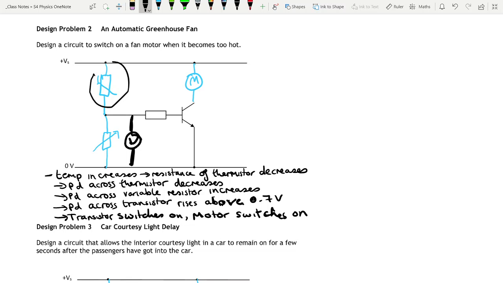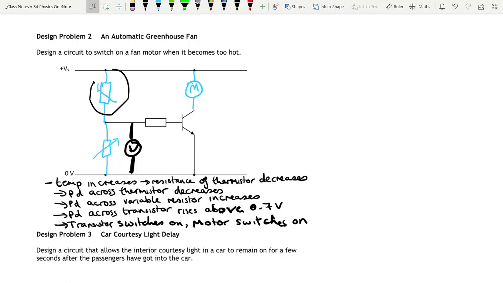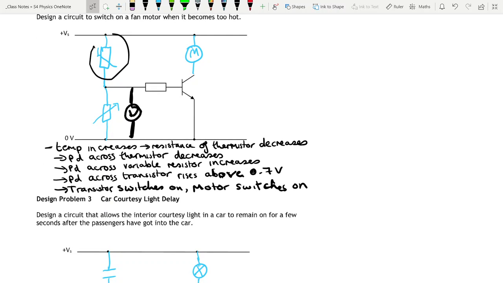the transistor will switch on and the motor will switch on, and that will power a fan, so it will cool it down. So if it gets too hot, then the transistor turns on and turns on the motor of a fan. So feel free to pause this if you need to copy it up. I know I'm going through it quite quickly.